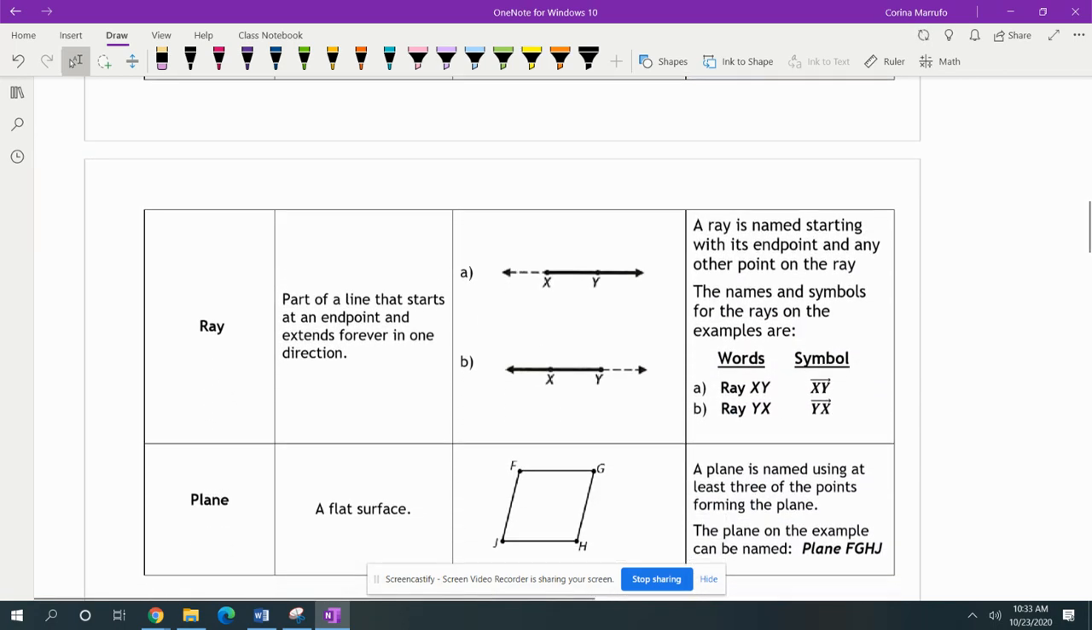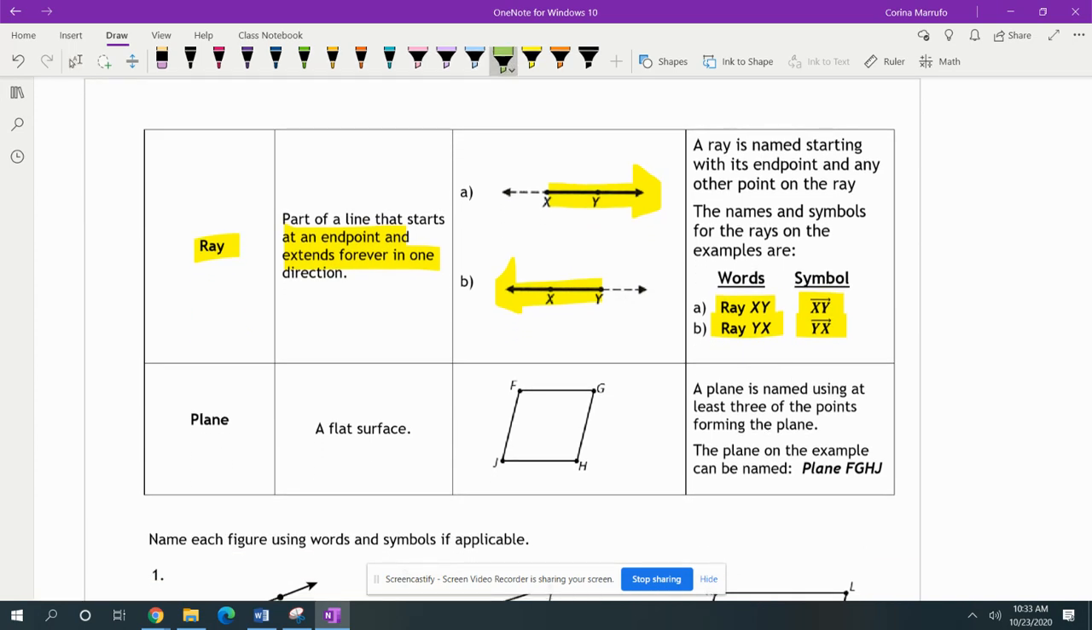Okay, a ray. Part of a line that starts at an endpoint and extends forever in one direction. So it only goes forever in one direction. So from here, this would be ray XY, because it starts at X and then it goes through Y. Or if you're talking about the other direction, you would say ray YX and pointing to the left. So this one, the order does matter because the one that extends forever is the one that goes last. Okay, so you start with the endpoint and then you go out. So just be careful with that one.